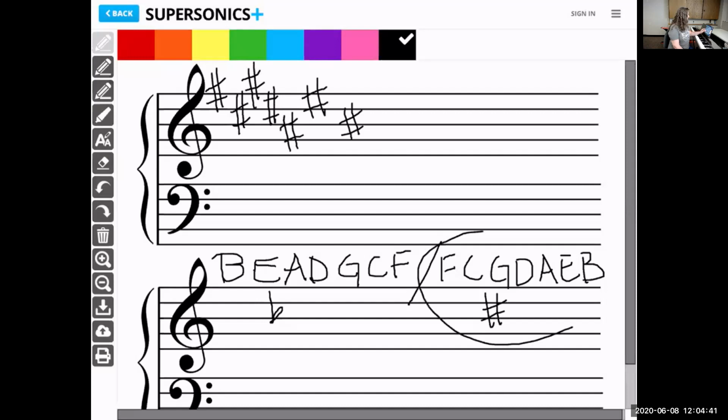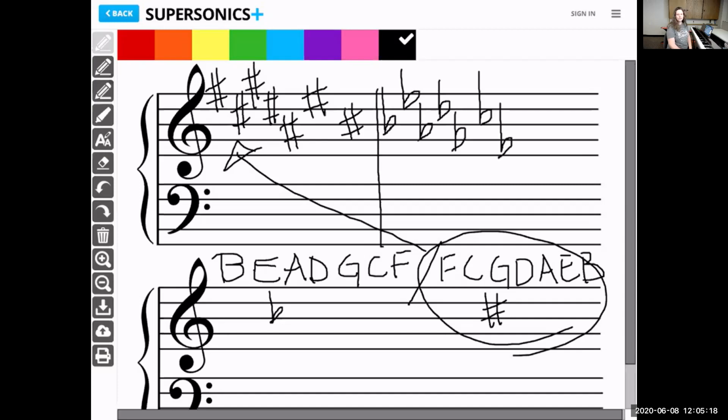So that relates to this. Your order of flats, written for the treble clef: B, E, A, D, G, C, F. Okay? And that's it.